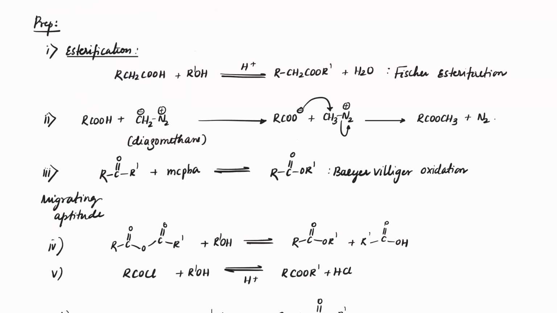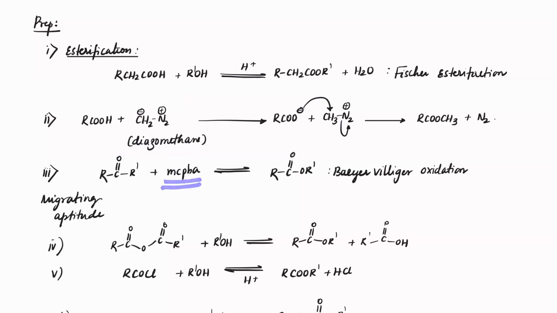Done. Now the preparation of esters. We learned esterification in alcohols: acids and alcohols, when they combine in acidic medium, convert into ester. This ester formation is called Fischer esterification. What if I take diazomethane, CH2N2? CH2 minus will react with H plus, and you'll get RCOO minus. Now N2 is a good leaving group, so COO minus will connect back and you'll get methyl esters. So if you want any methyl ester, diazomethane is a good way of doing it.